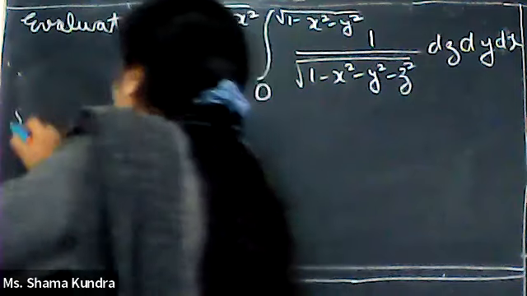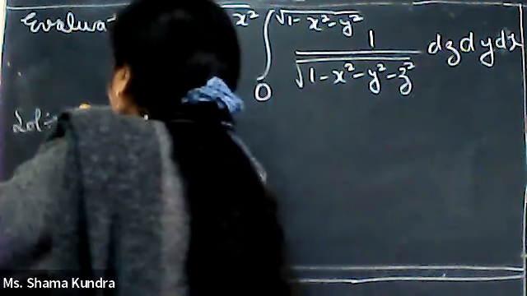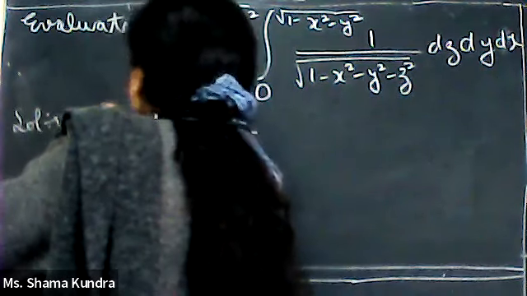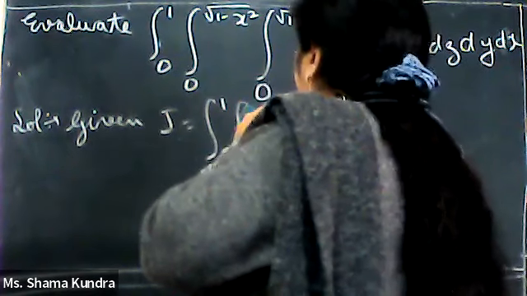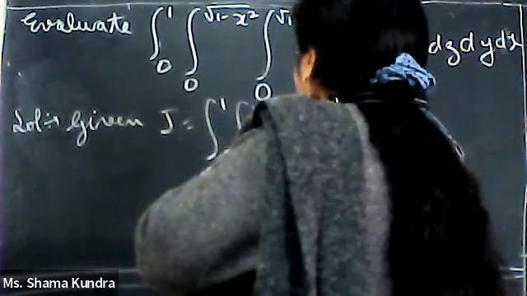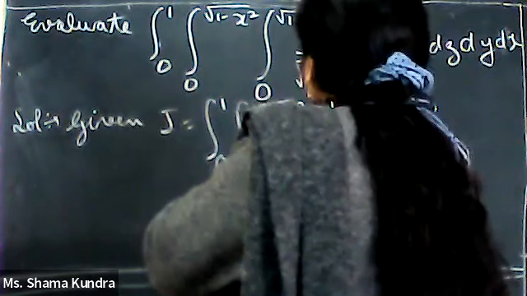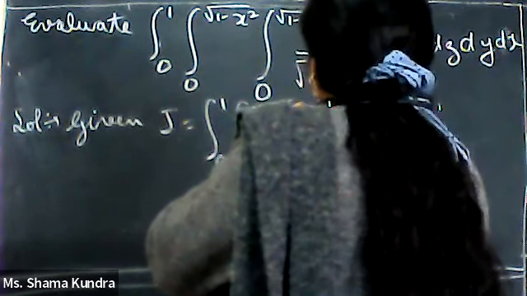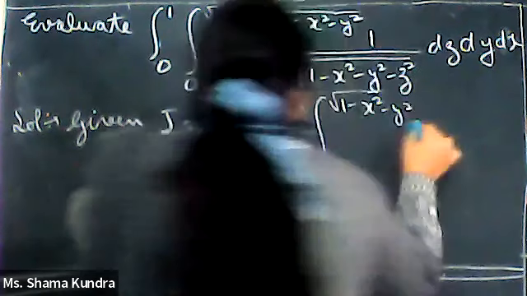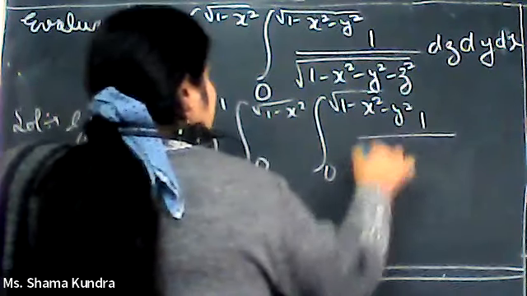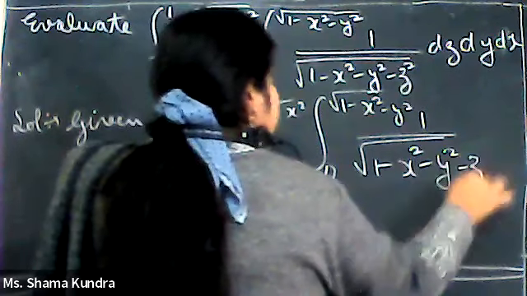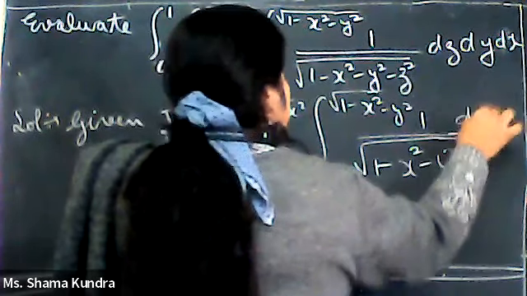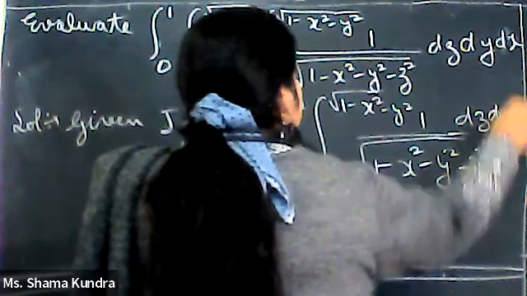The solution. Given I equals integral from 0 to 1, 0 to under root of 1 minus x square, 0 to under root of 1 minus x square minus y square, 1 upon under root of 1 minus x square minus y square minus z square, dz, dy, and dx.